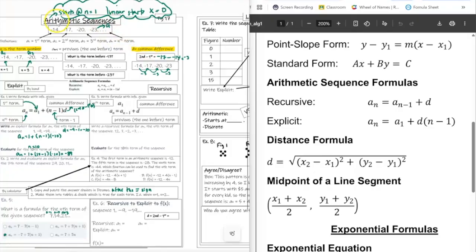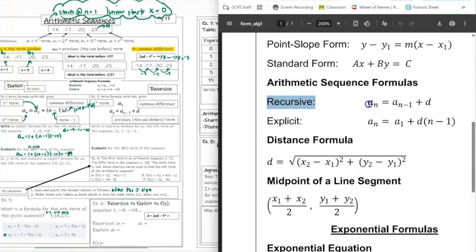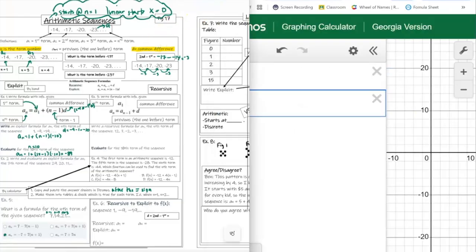Alright, so in our previous video, we started looking at arithmetic sequences. We just looked at explicit. Today, we're going to look at recursive. Now, again, this is located in the formula sheet. Here is the formula for recursive. So we know everything in the formula except this. So this is the new thing that we are going to cover in this video.